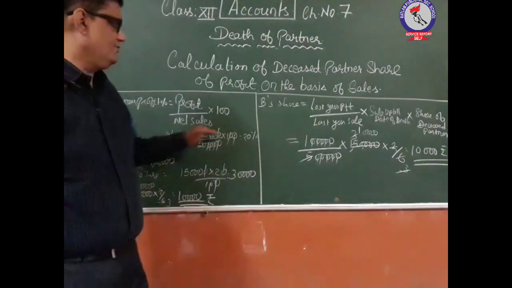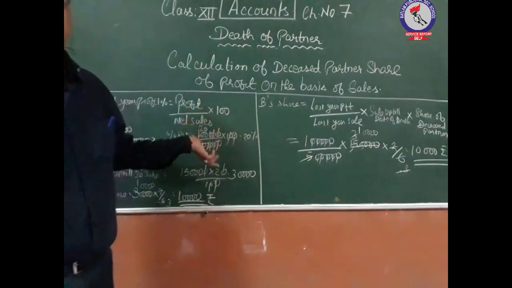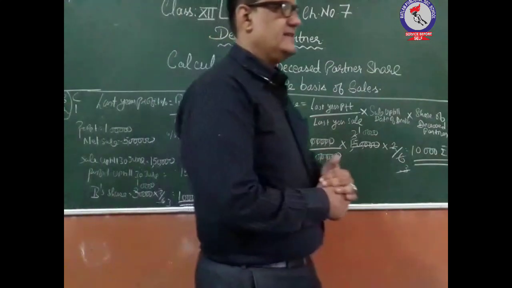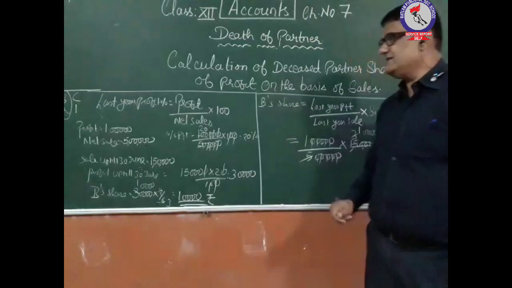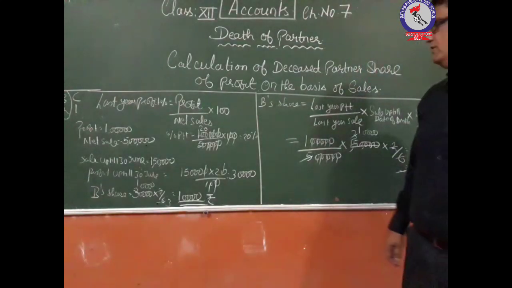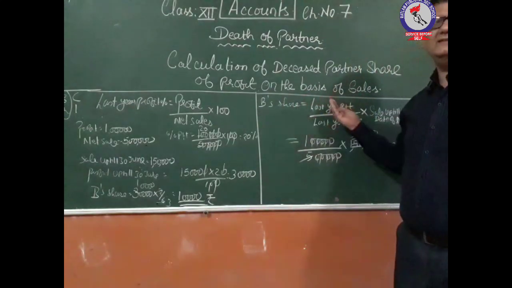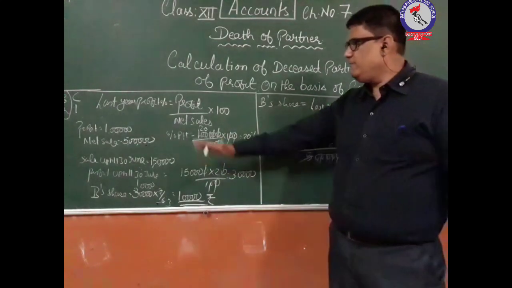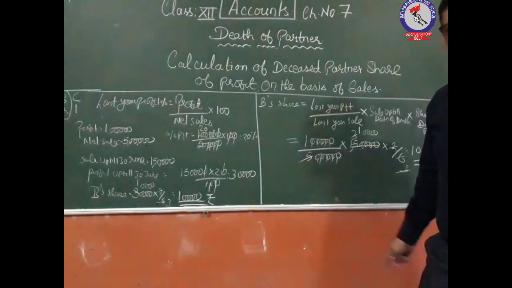So by making the use of these two formula or any of these two formula, we can get the share of the deceased partner profit in case the profit is calculated on the basis of the sales. Okay, अगर सेल्स के बेस पे प्रॉफिट कैलकुलेट करना है तो हमारे पास ये दो तरीके हैं उसको कैलकुलेट करने के.